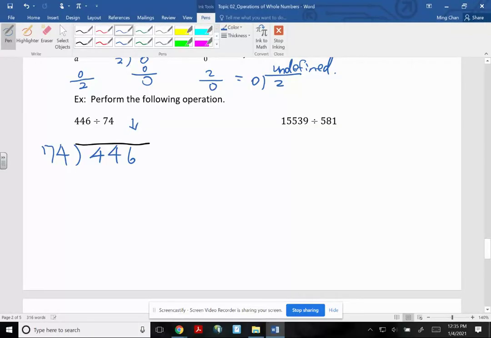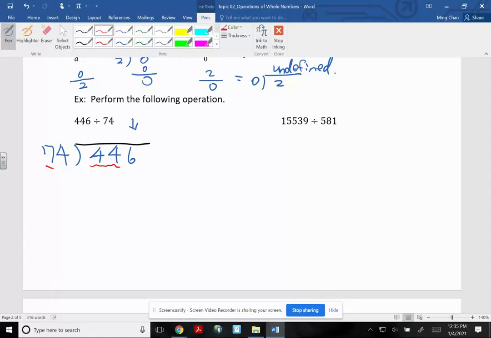Okay, so now the question is, what number? Some students start out with 74 times 2, 74 times 3. Sometimes that takes a little bit too long. Instead, I'm going to start out with an approximation. I'm going to use my first number, which is 7. I know my first number 7 cannot go into the first 4, but my first 7 will go into 44 about how many times? Well, I know 7 times 7 is 49.